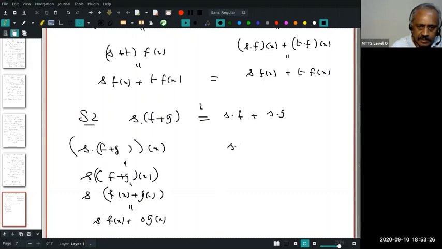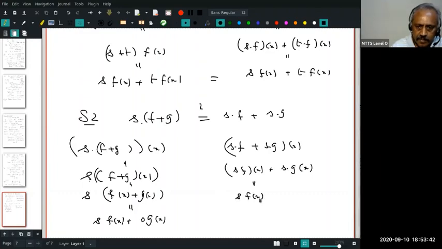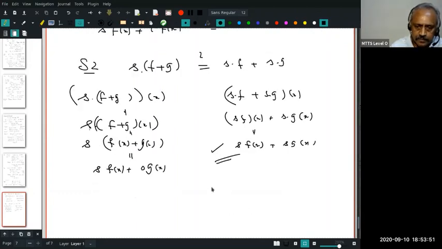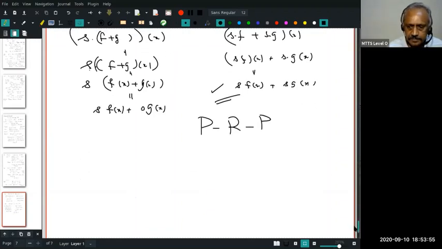Now the same thing here, (s dot f plus s dot g) at x. By definition, this is some function plus some function at x. That is this function at x and this function at x. And this (s dot f) at x is s into f(x) and s into g(x). Are they equal? Yes. Therefore, S2 follows. So pause, review, proceed.